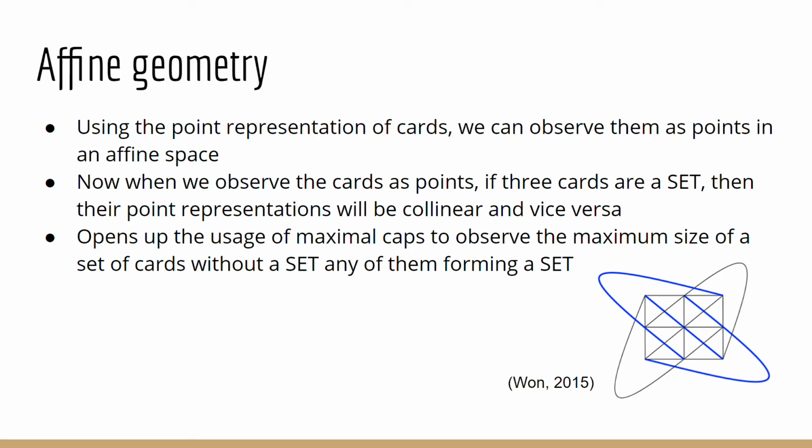And as I was talking about earlier, the usage of affine geometry. Now we can think about it as a 4-dimensional space, and these points are in this space, and now we can observe these points and their collinearity. It turns out that when you take 3 cards that are a set and take their point translations and observe them in an affine space, they are collinear, and vice versa. And 3 collinear points in an affine space, their card representations in the game are a set, which is very interesting.